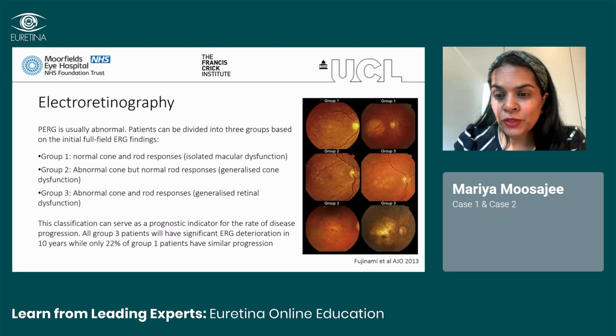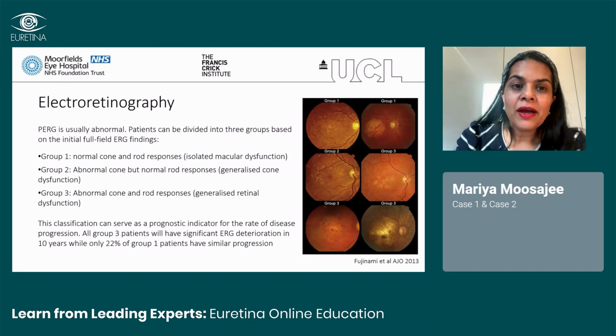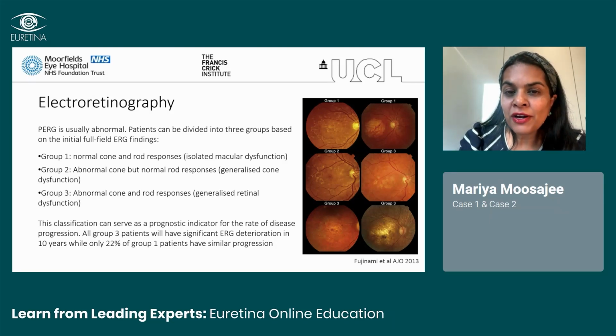Electroretinography is actually really important for Stargardt's patients. The pattern ERG is usually abnormal. Patients can be divided into 3 groups based on these initial full field ERG findings. So there's group 1, 2, and 3.